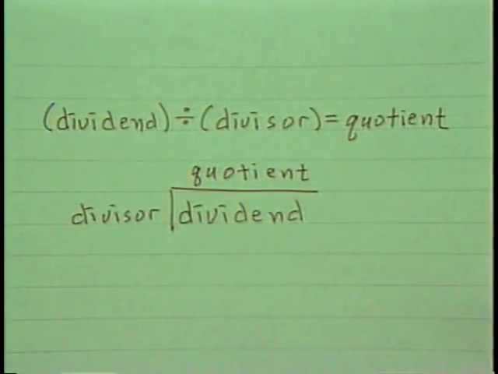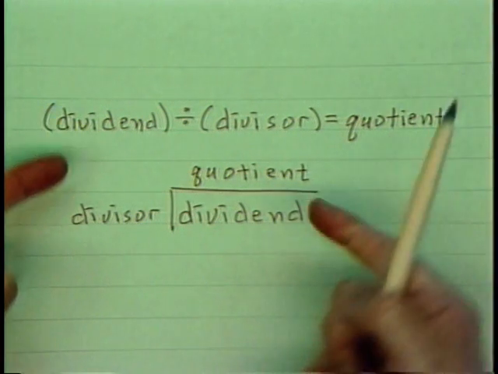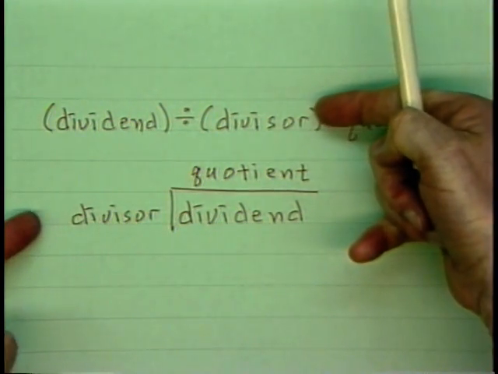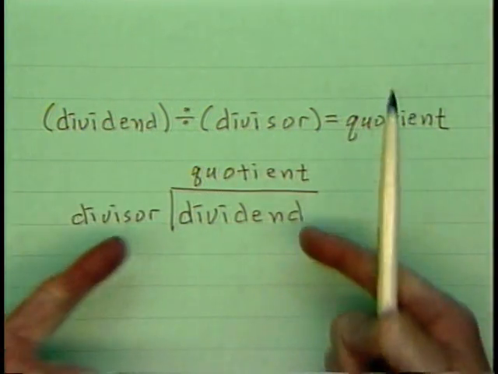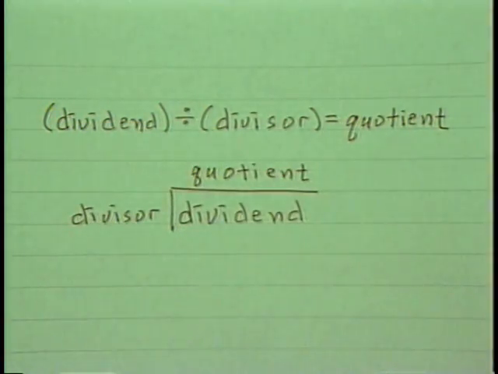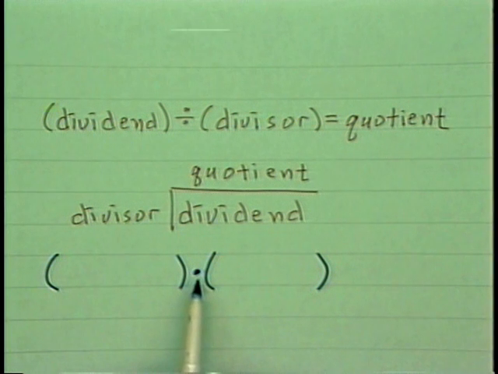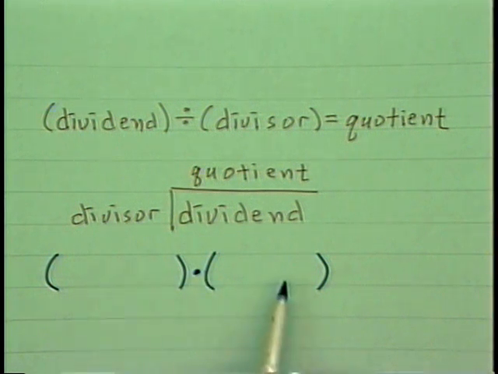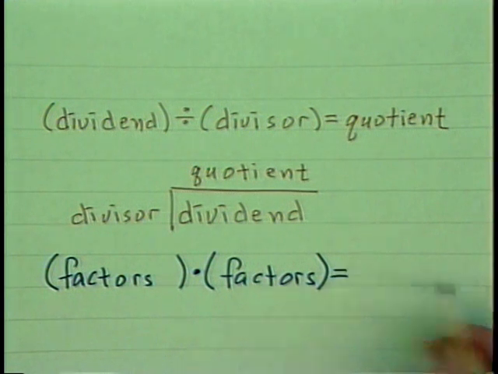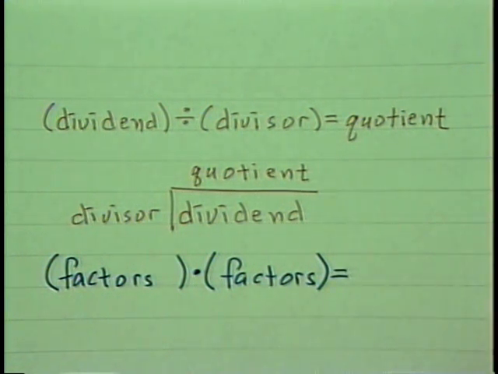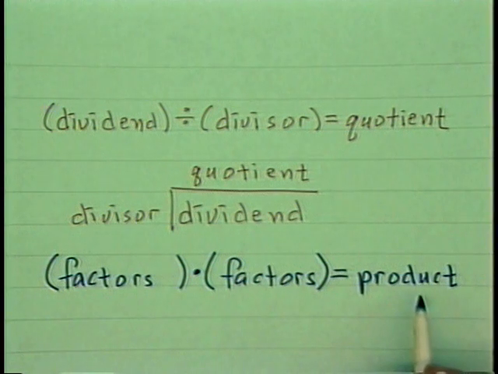So let's conclude with an emphasis on vocabulary. Dividend is the number you're dividing into. Divisor is the number you're dividing by. Quotient is the result of having divided. And of course, if you're multiplying, the pieces you're multiplying are called factors, and the result of having multiplied we call the product.